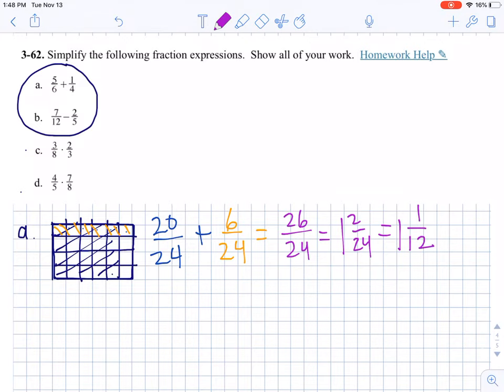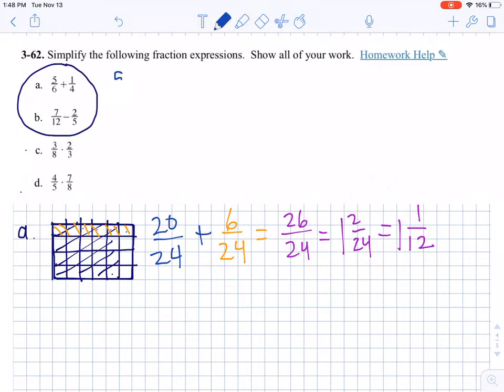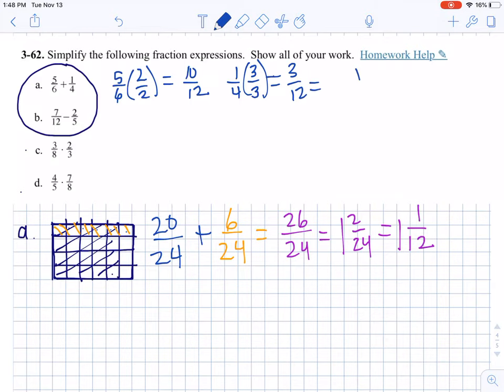So if we just made them into 12ths, we can do that up here. 5/6, we would multiply by 2 over 2, and it would be 10 12ths. And then 1/4, we would multiply by 3 over 3, which would give us 3 12ths. 10 12ths plus 3 12ths is going to give us 13 12ths, which is 1 and 1/12 also.